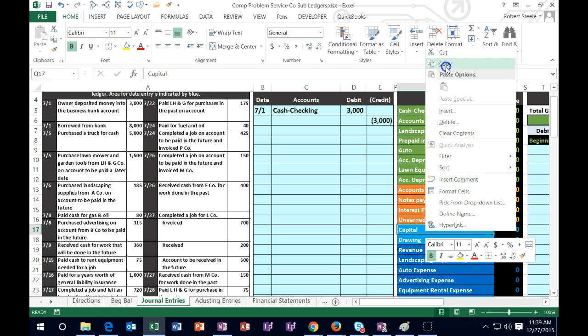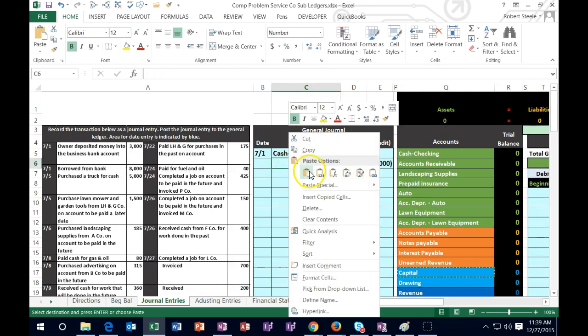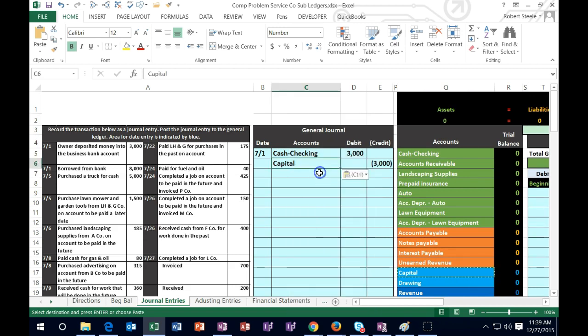I'm going to right click. I'm going to copy that. I'm going to put that in cell C6, right click, paste it 1, 2, 3, just the values. So here's the journal entry. We could type all this in there, but it should look exactly like this.